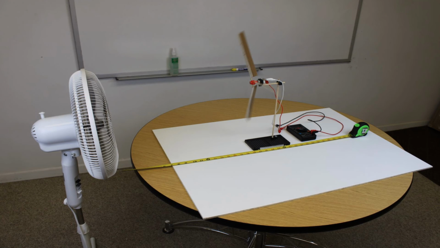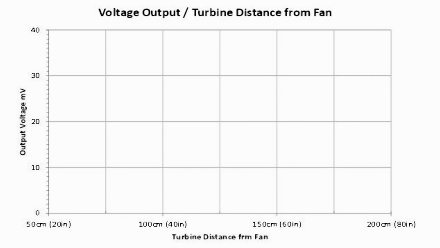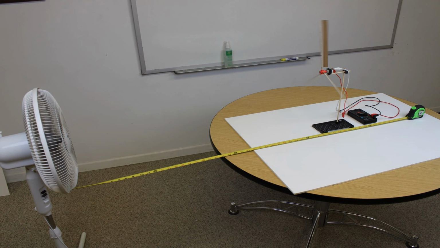For this first test, we are going to measure the voltage output of the turbine at different distances from the fan. I'm going to go ahead and place my turbine at 20 inches from the fan. Once your turbine is set up, take your data and then record it down in your lab. Once you've plotted your data, go ahead and move the fan to the next distance. Collect the rest of the data for the remaining distances, and then plot that all on your graph. Using the data that you have collected, go ahead and answer the questions on your lab.